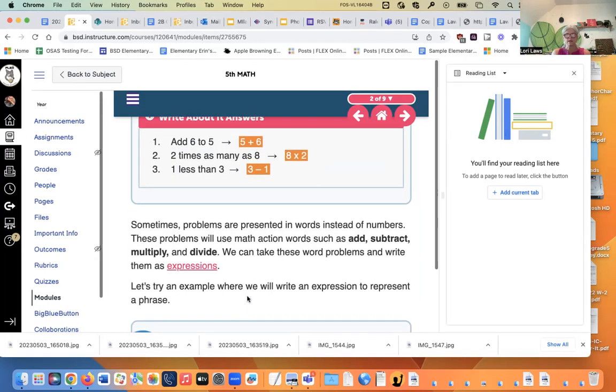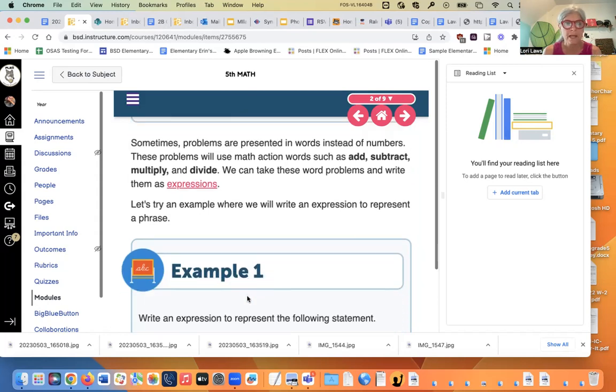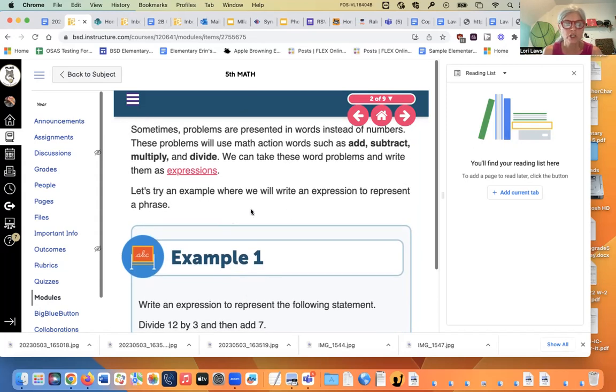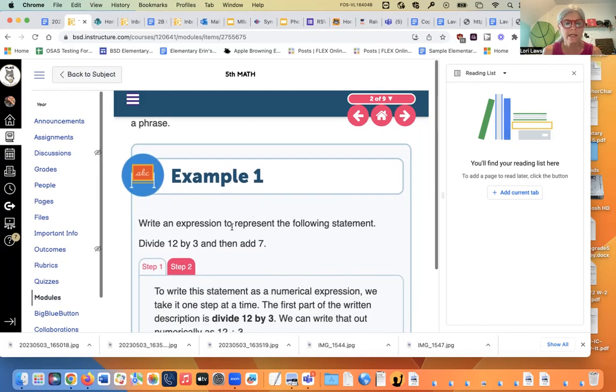Sometimes problems are presented in words instead of numbers. These problems will use math action words such as add, subtract, multiply, divide, and lately we've been using the word difference. We can take these word problems and write them as expressions or number sentences with the symbols of plus, minus, divided by. Let's try an example where we write an expression to represent a phrase. Write an expression to represent the following statement. Divide 12 by 3 and then add 7.